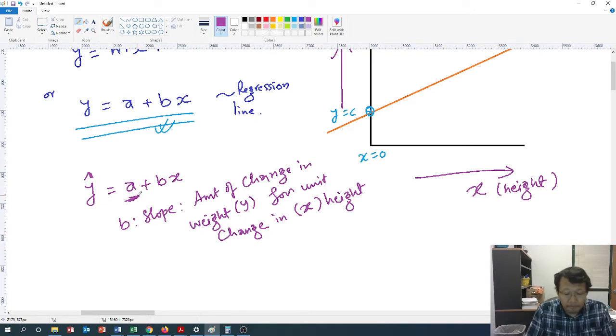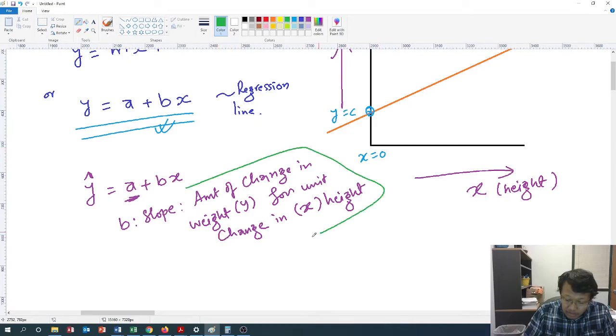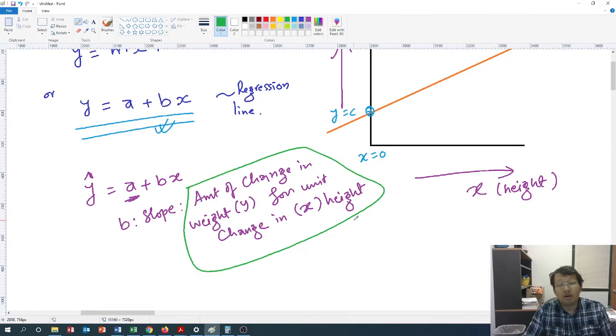And a is again the y-intercept, and this may be irrelevant, or it may not be logical. Since x equals 0 means there won't be a person with 0 height, right? Okay, so a is irrelevant in this case. So that's the basic interpretation, and you must be able to interpret the slope in this way: the amount of change in y according to 1 unit change in x. Change means it can be either positive or negative.